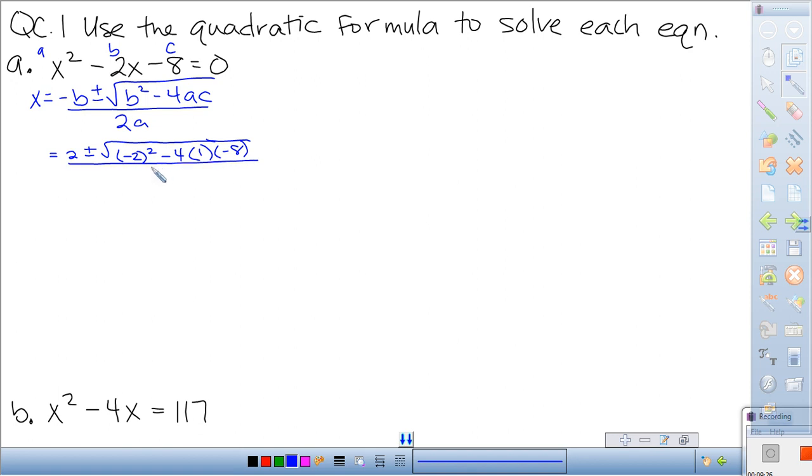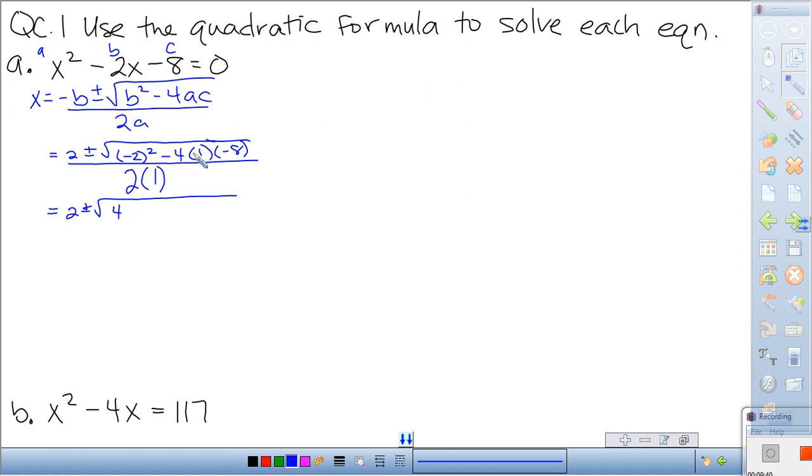All divided by 2 times a, which is, again, 1. And then we just follow PEMDAS. So take care of everything under the radical first. So 2 plus or minus the square root, negative 2 squared, negative 2 times negative 2, positive 4.